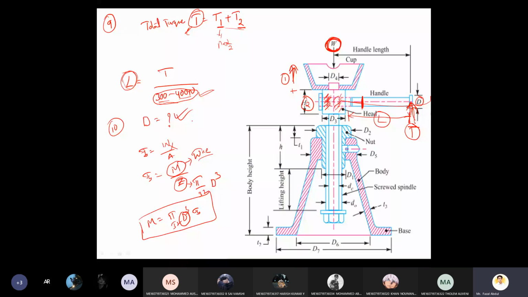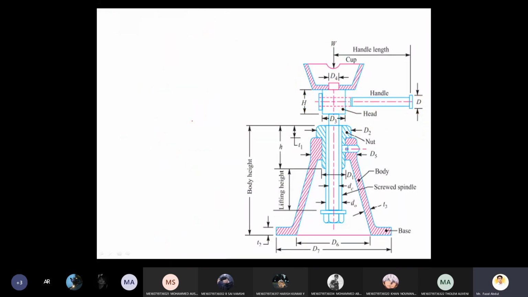Now the height of the head. 11th point. Height of the head is denoted by capital H. The empirical relation is 2D. This much magnitude we need to maintain, right?